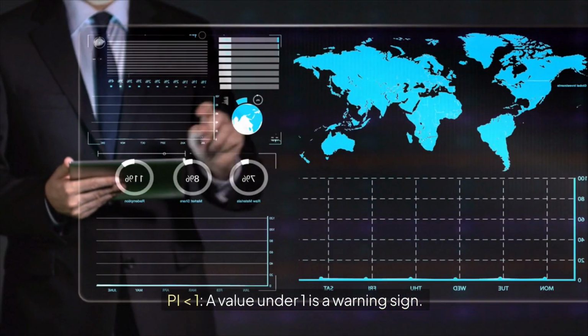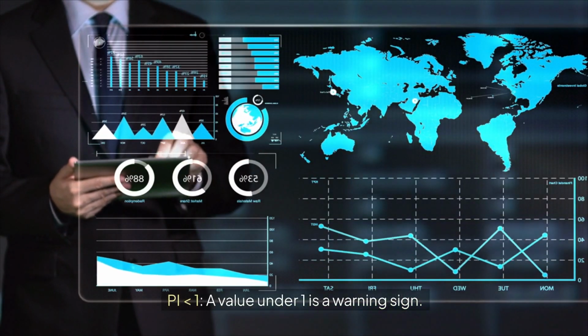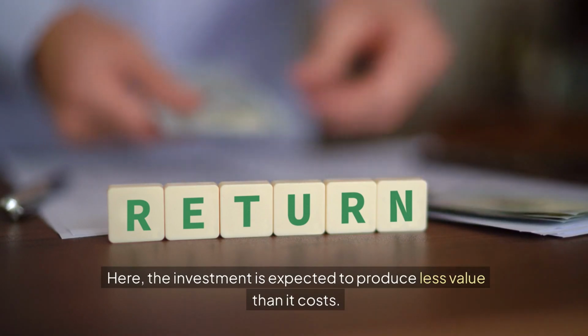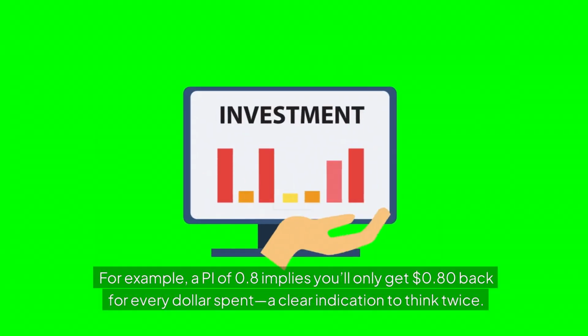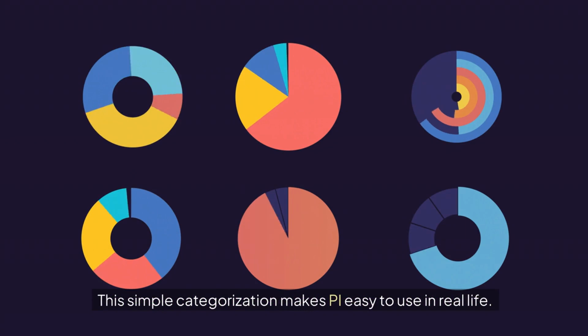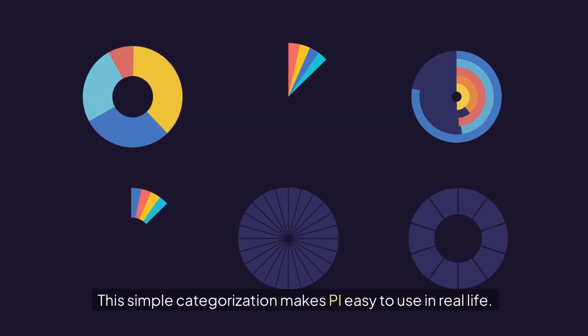PI less than 1. A value under 1 is a warning sign. Here, the investment is expected to produce less value than it costs. For example, a PI of 0.8 implies you'll only get 80 cents back for every dollar spent, a clear indication to think twice. This simple categorization makes PI easy to use in real life.